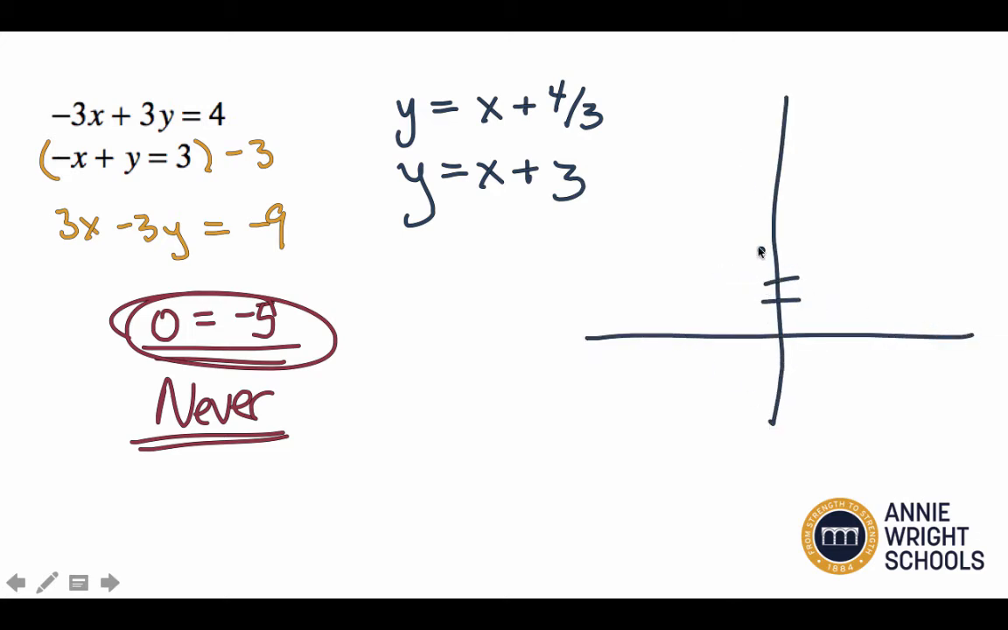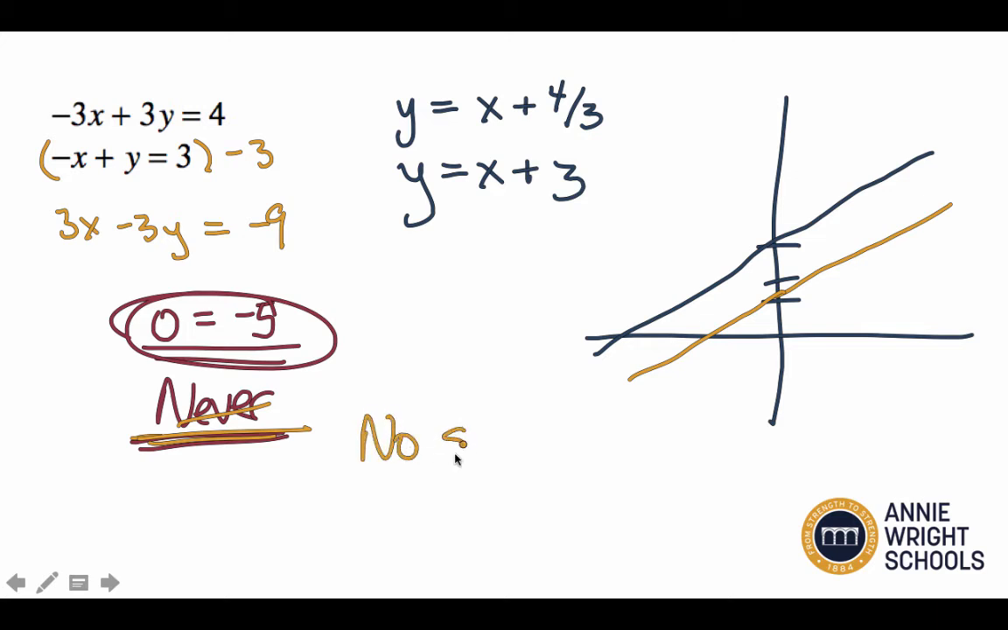Y equals x plus 3 looks something like this. Y equals x plus 4/3 looks something like this. So what has happened here is I end up getting two parallel lines that never cross. And because they never cross, I get a statement that's never true. So this system has no solution.